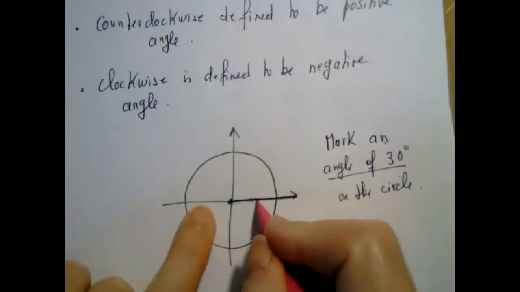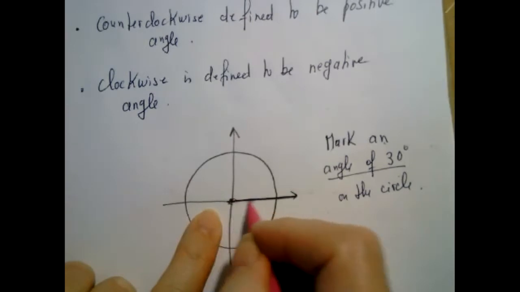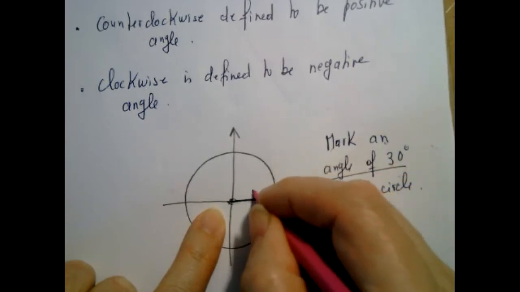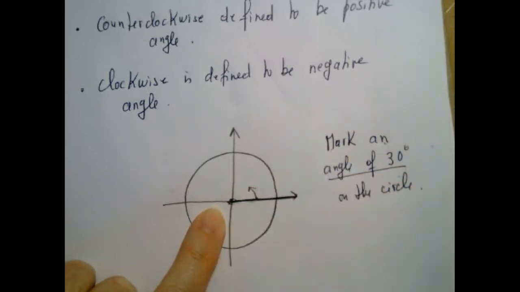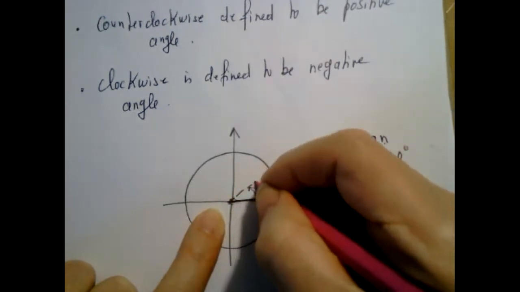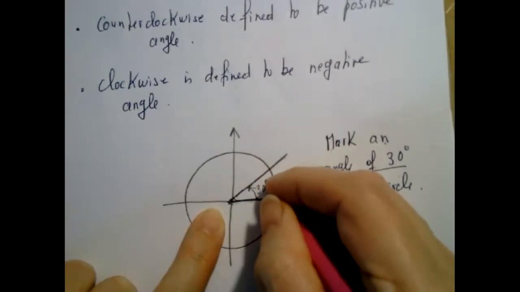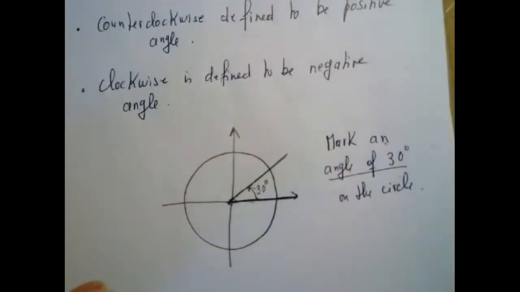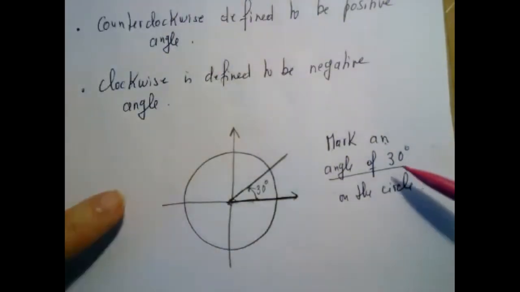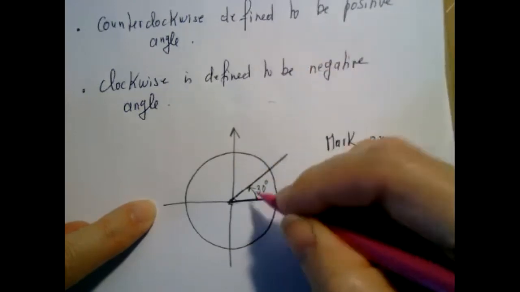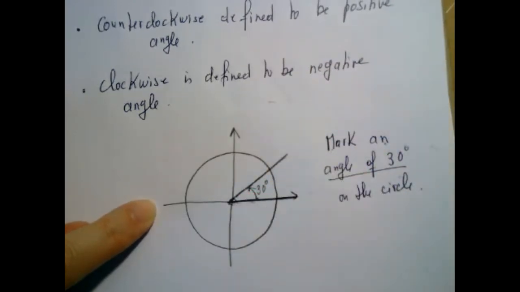We always start from the positive x-axis. So I start from here, and then from here, I'm going to move 30 degrees. We should have a little bit of an idea about 30 degrees. It means almost up to here. And this is how I mark my angle on the unit circle. So that's the 30 degrees. So always from the positive x-axis, okay? Counterclockwise, that's the positive. So mark an angle of 30, that's my angle.